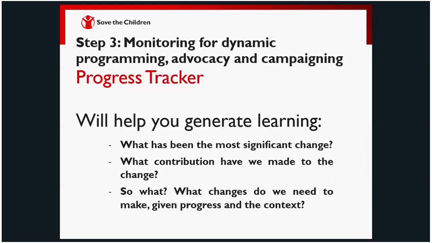The progress tracker will help you generate learning by answering the following questions. What has been the most significant change? This question will help program teams reflect on whether they have achieved their junctures, their milestones, their objectives, and put these changes in perspective against the external environment to explain why the change might be significant and why our contribution to this change might be significant.